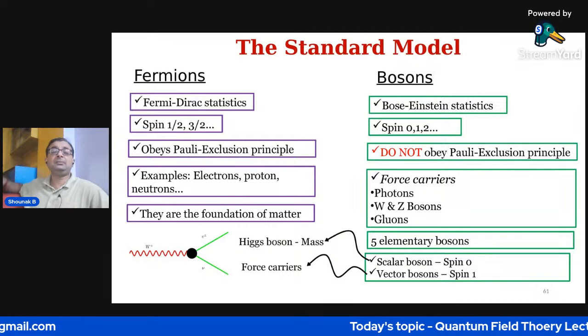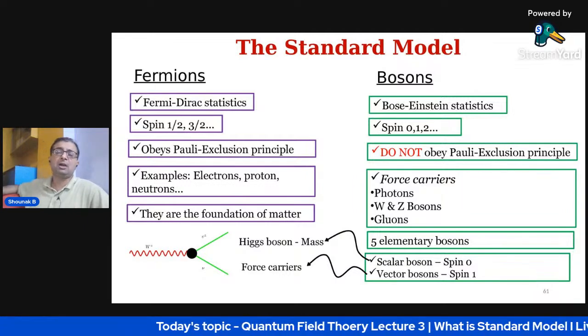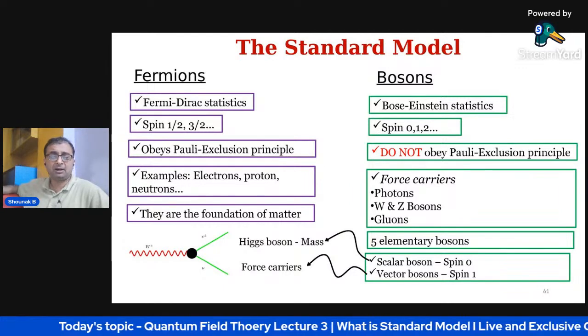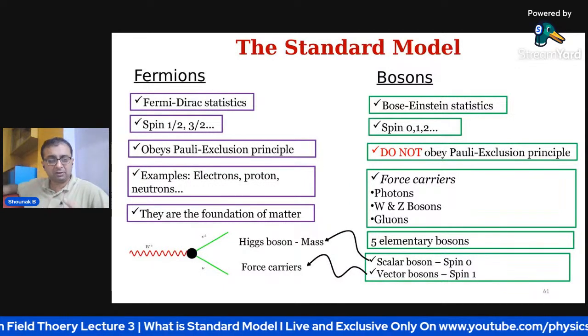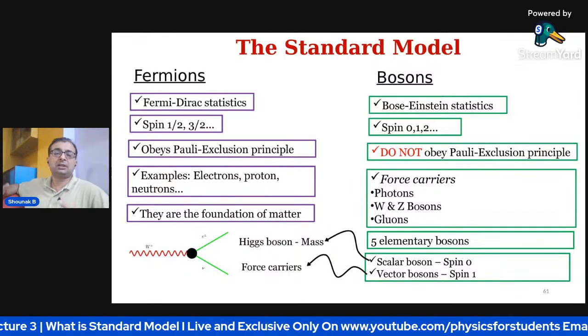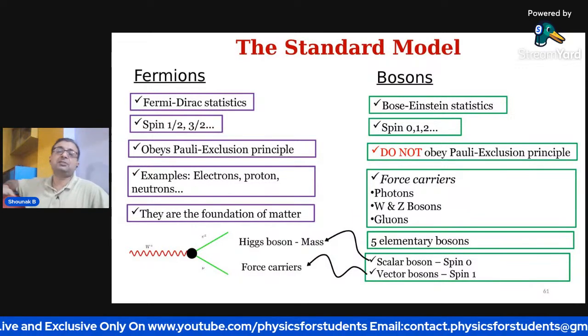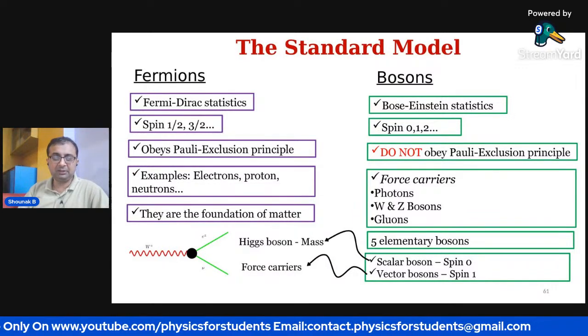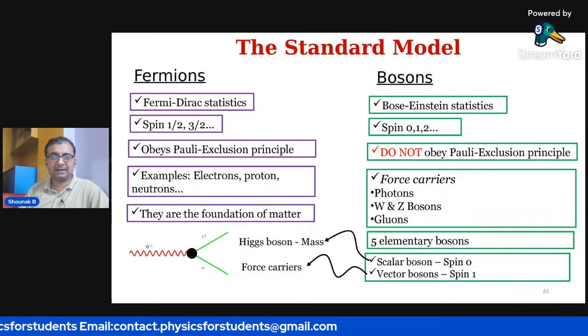There are 5 elementary bosons: scalar bosons, spin 0, and vector bosons, spin 1. The vector bosons are basically the force carriers, and the scalar boson is the Higgs boson, named after Peter Higgs, which actually provides the mass. So that is one part.